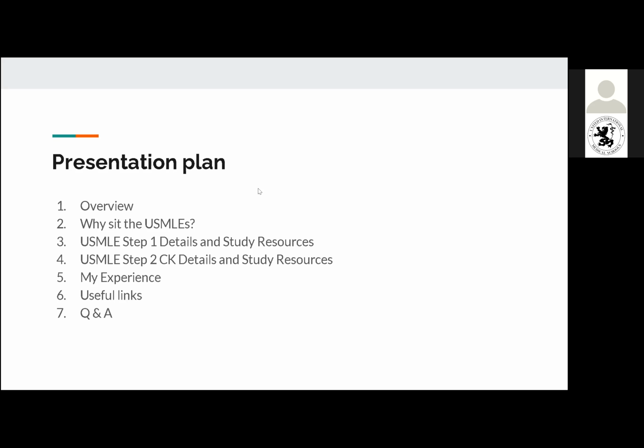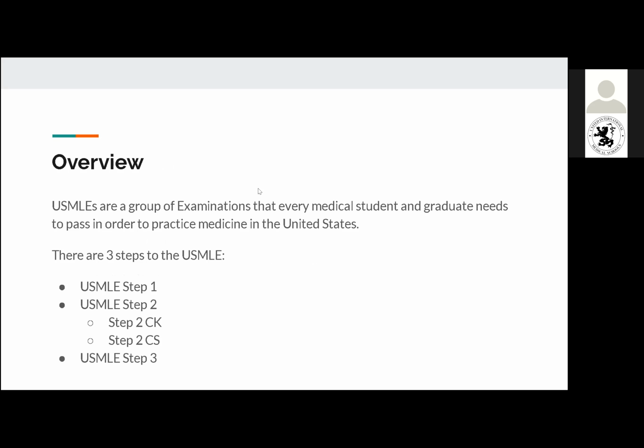Okay, so let's start. So the USMLEs, the United States Medical Licensing Exams, are a group of examinations that every single person who wishes to practice medicine in the US has to pass. So that's for both graduates of United States medical schools and also international graduates as well. So there are basically 3 steps to the USMLE. There's the USMLE Step 1, there's Step 2, which is divided into 2 steps, like 2 CK and 2 CS. And there's the USMLE Step 3.